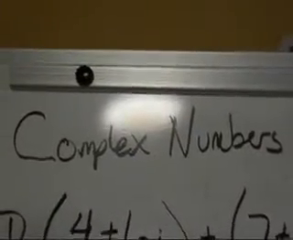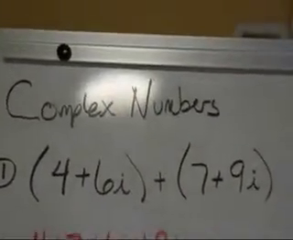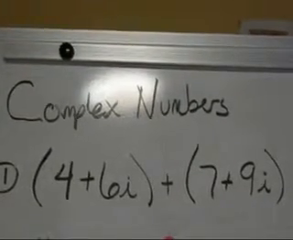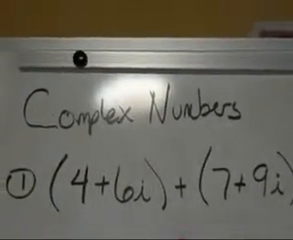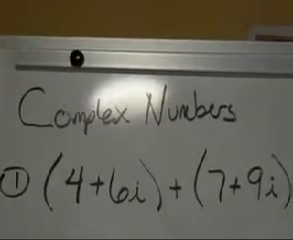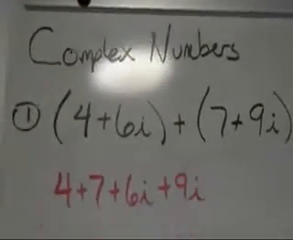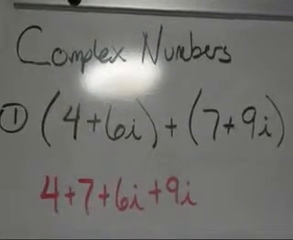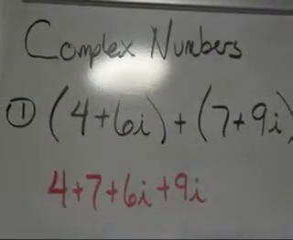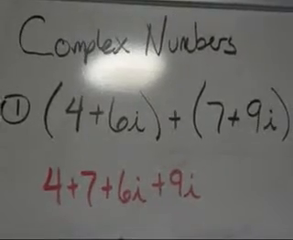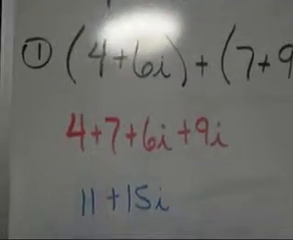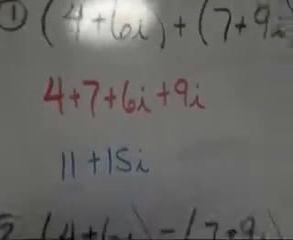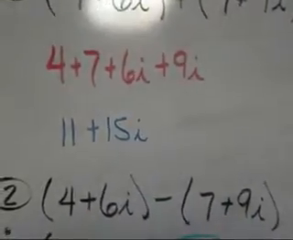With complex numbers, you can do addition and subtraction problems. If I have 4 plus 6i as a quantity, plus 7 plus 9i as a quantity, a good way is to rewrite the problem so that like terms are grouped together. So I would recommend rewriting this as 4 plus 7 plus 6i plus 9i. And now it's very easy to see that the 4 plus 7 makes 11, and 6i plus 9i makes 15i. And I'm done.